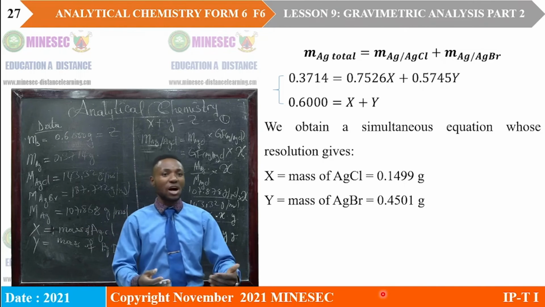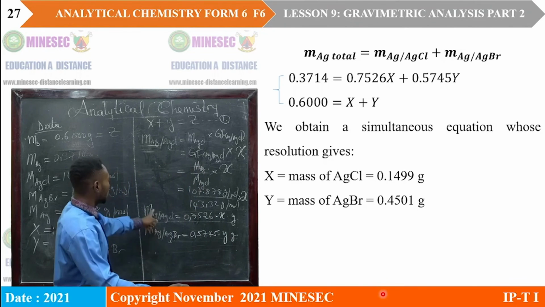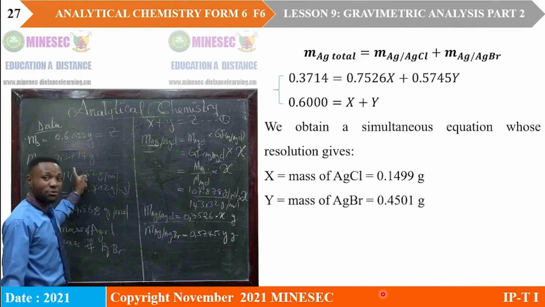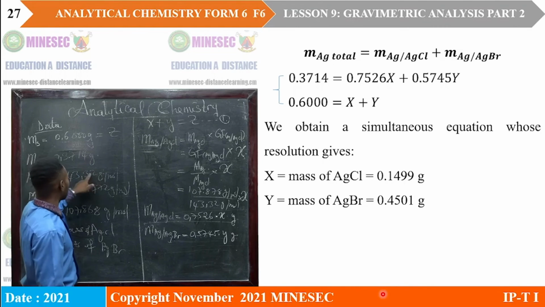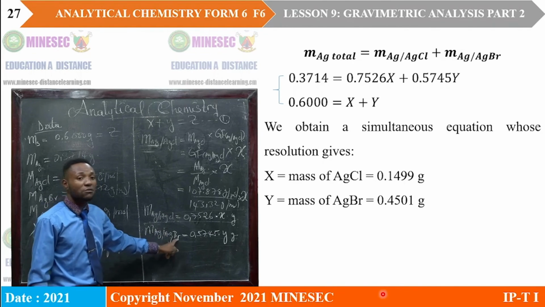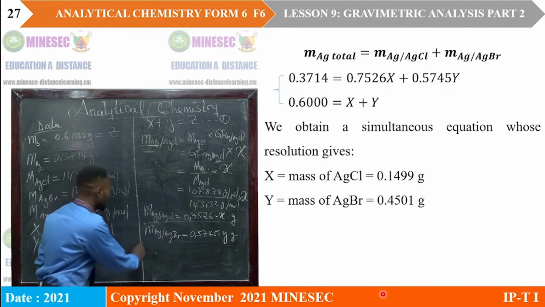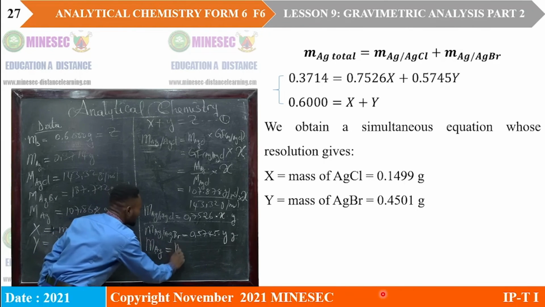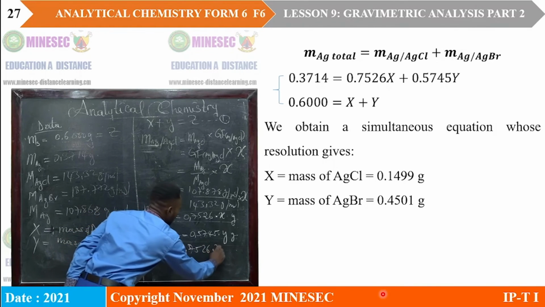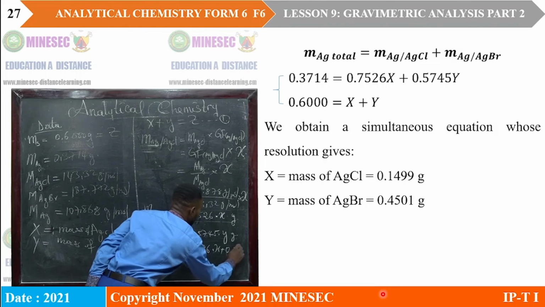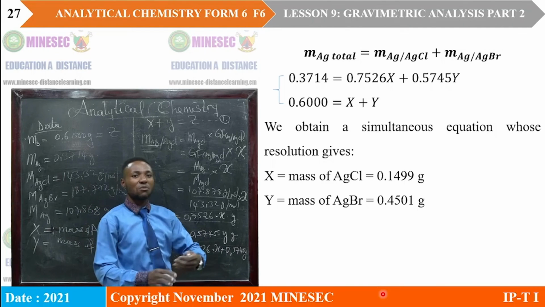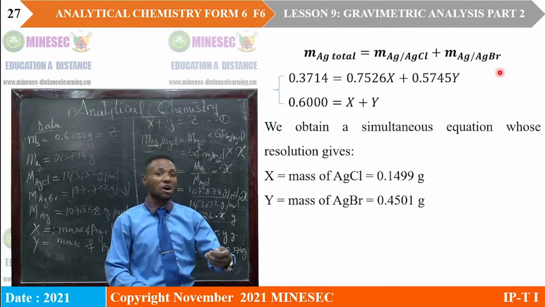What do we now do after having that? We know that the total mass of silver that we have here is the mass of the silver obtained after precipitation. This total mass of silver corresponds to the mass of silver obtained from silver chloride and the mass of silver obtained from silver bromide. It means that the total mass of silver equals the sum of these two, 0.7526X plus 0.5745Y. You see that here we have the second simultaneous equation, the second equation of two unknowns.